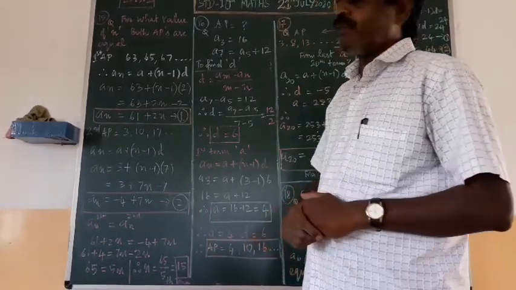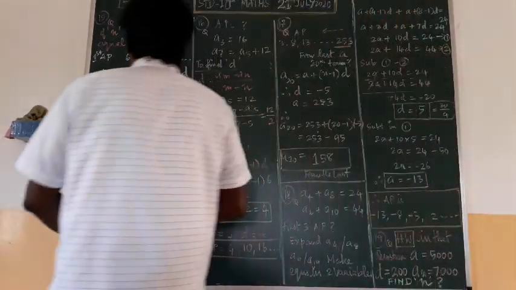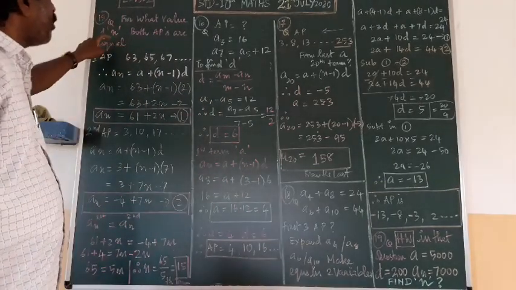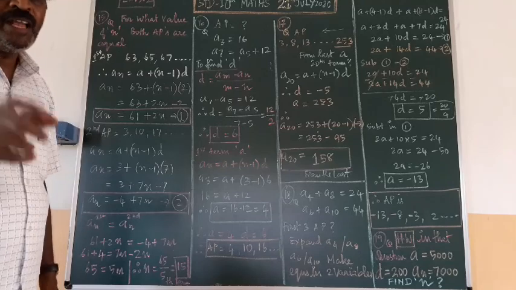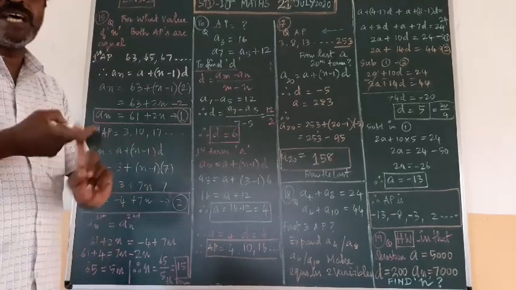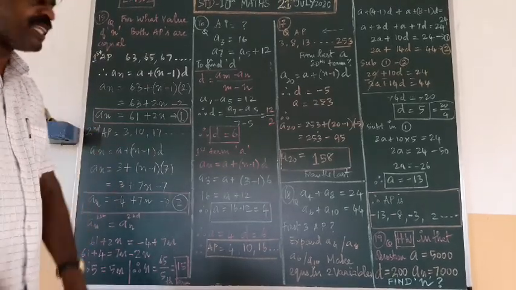Today, we will continue with the 15th question. What is given in the 15th question? For what value of n are both arithmetic progressions equal? At which nth term are both the arithmetic progressions equal, they are asking.